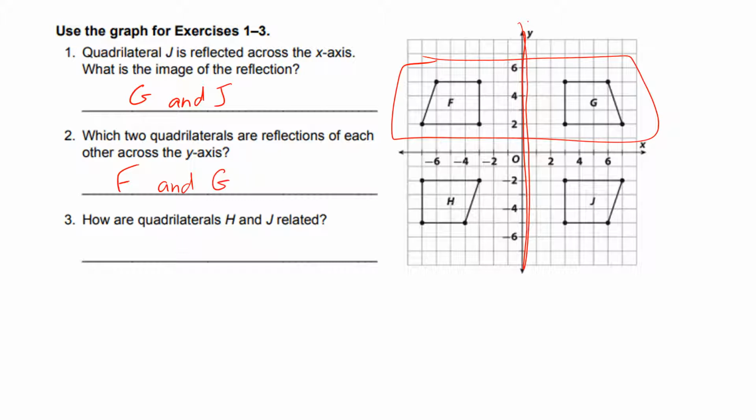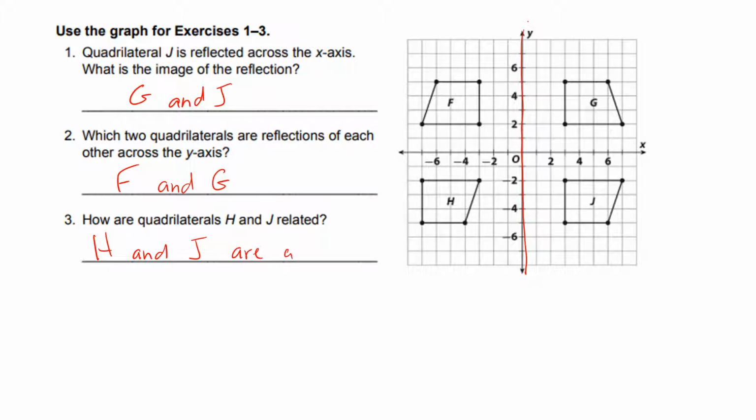And how are quadrilaterals H and J related? Well, it's not flipped over. I didn't reflect this on the y-axis because they don't look like a mirror image of each other. It looks like they're translations of each other. So H and J are a translation. They're just sliding to the other side. They're not getting flipped or spun or anything like that.